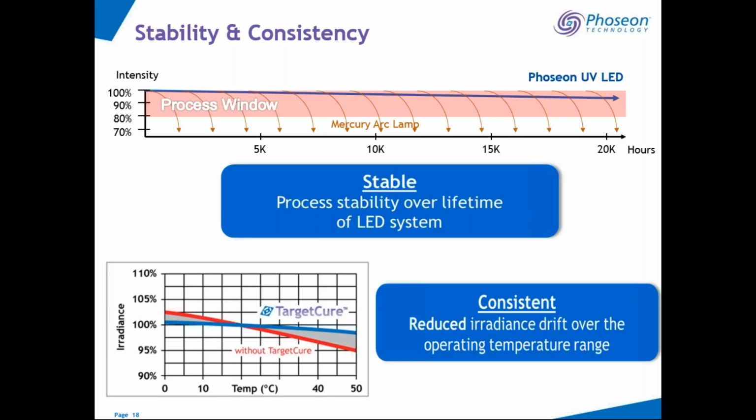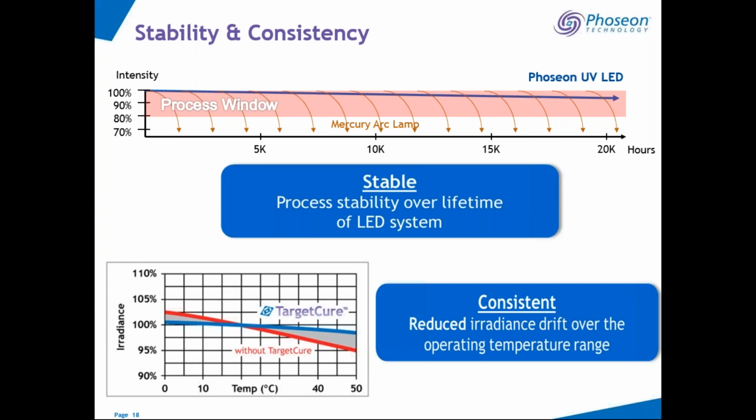The next area that we are seeing is about stability and consistency. And when we talk about stability, this is really understanding the light and the energy output across the lifetime of that LED system. As we show here, we're showing 20,000 hours, and in a few minutes we'll share some information about what the expectation should be.